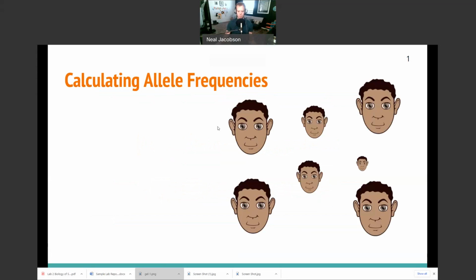All right, so calculating allele frequencies. Allele frequencies are simply the proportional number of a certain type of allele in a population. Proportional just means what fraction of the total alleles are made up of a specific type of allele. So in a population with two alleles, let's say big A and little a, the proportion of big A alleles is calculated by counting the total number of big A alleles and then dividing by the total number of alleles.